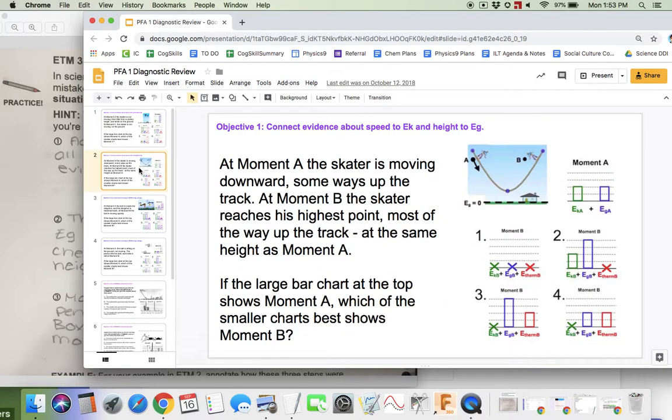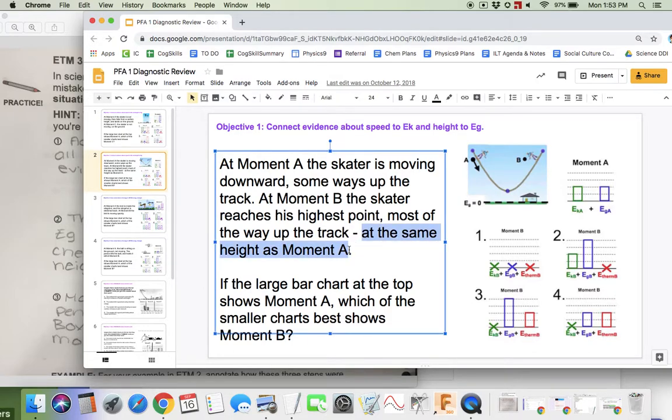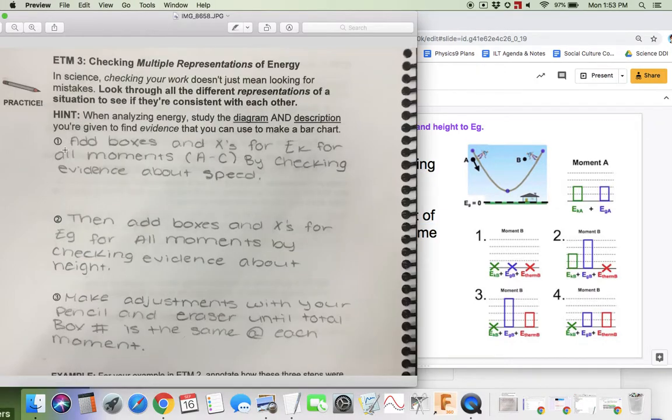Let's look at another one. At moment A, the skater is moving downwards some ways up the track. At moment B, the skater reaches his highest point most of the way up the track at the same height as moment A. This at the same height as moment A is really useful evidence, and I can see it in the picture. But since we're using our notes, let's try doing step 1 first.